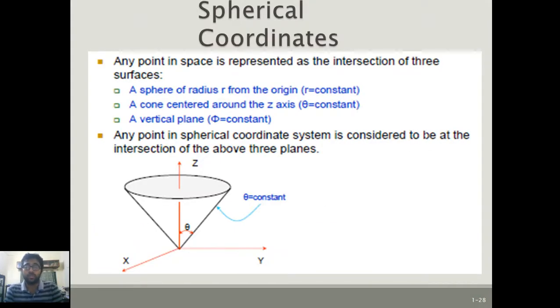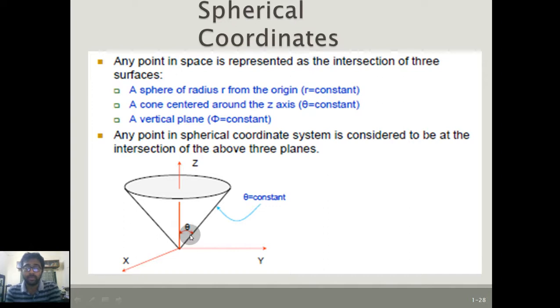First, the spherical coordinate system. Any point in space is represented as the intersection of three surfaces. From the origin, if r is constant, we get a sphere of radius r from the origin. This is the sphere. If theta is constant, we take the angle theta from the z-axis.